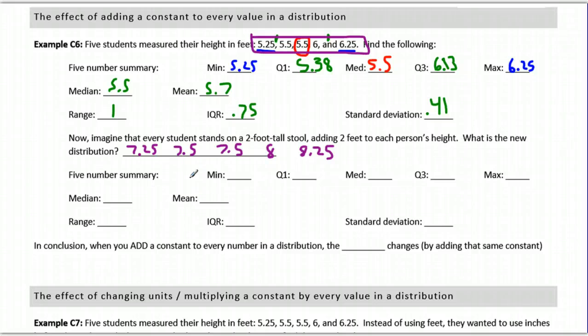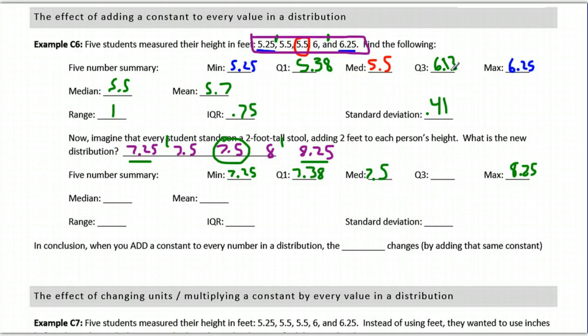And then we have to do all this stuff again. So for the 5 number summary, we find our middle value, we figure out what's halfway in between for our quartiles, and then we have our max and min. The median is 7.5, the max is 8.25, our min is 7.25. If we add 7.25 and 7.5 together and then divide by 2, because there are 2 numbers, it's very similar to what we had before, 7.38 if we round it off.